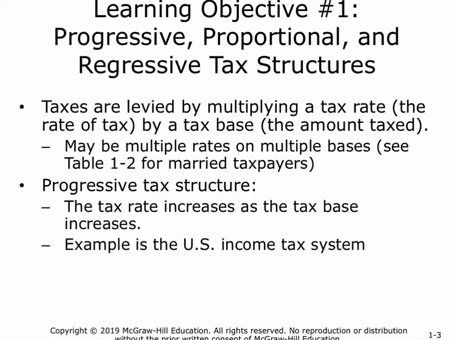The first is the progressive tax structure, which is representative of the United States income tax system. And what that is going to be is for the tax rate to increase as the tax base increases. So for example, a married filer that has income up to $19,050 might be subject to a 10% tax rate. For any amount of taxable income above $19,050, so $19,051 up to $77,400, for that tax base might be subject to a 12% tax rate. So the tax rate is increasing as that tax base increases.